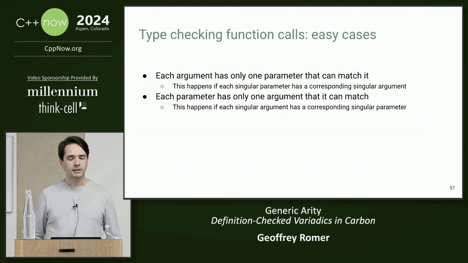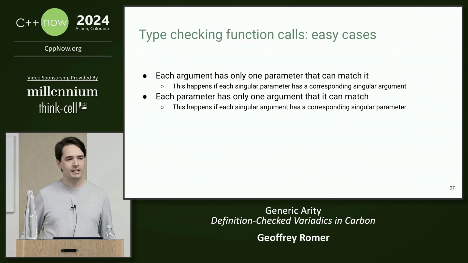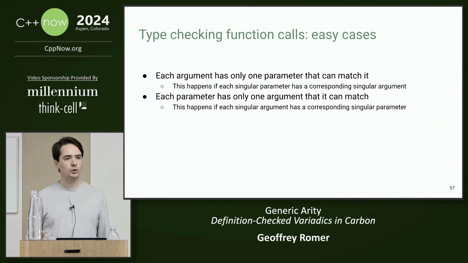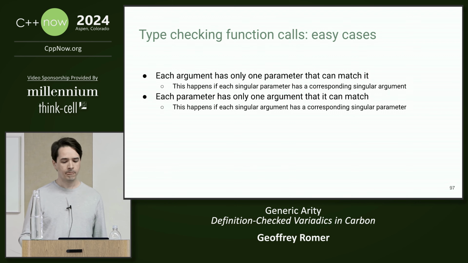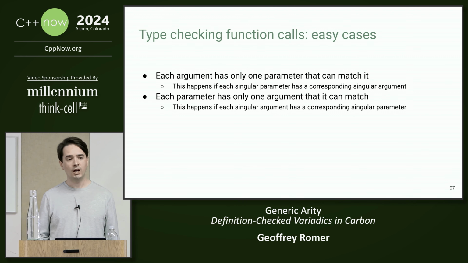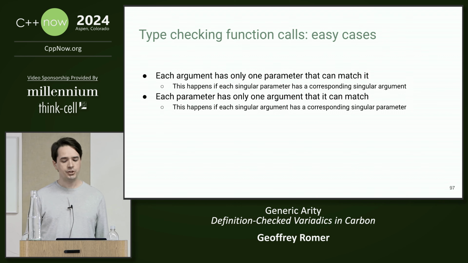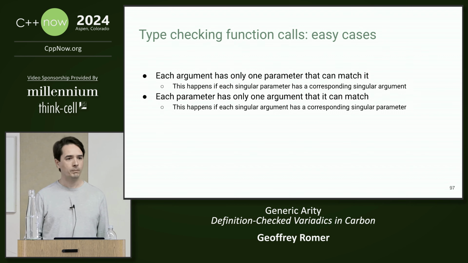So those are all comparatively easy cases, and they're easy for the same kind of reason. Either each argument has only 1 parameter that can match it, so we can just check each argument against its 1 parameter, or each parameter has only 1 argument it can match, so we can just check each parameter against its 1 argument, or both. But it doesn't always work out that way. And here's an example of that.